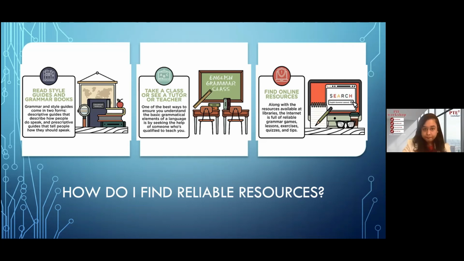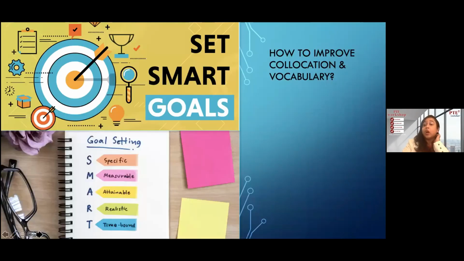Okay, so we are done with this. Then let's focus on how to improve collocation and vocabulary. Again, we have so far talked about how to improve our grammar knowledge. Now it's time to improve collocation and vocab.